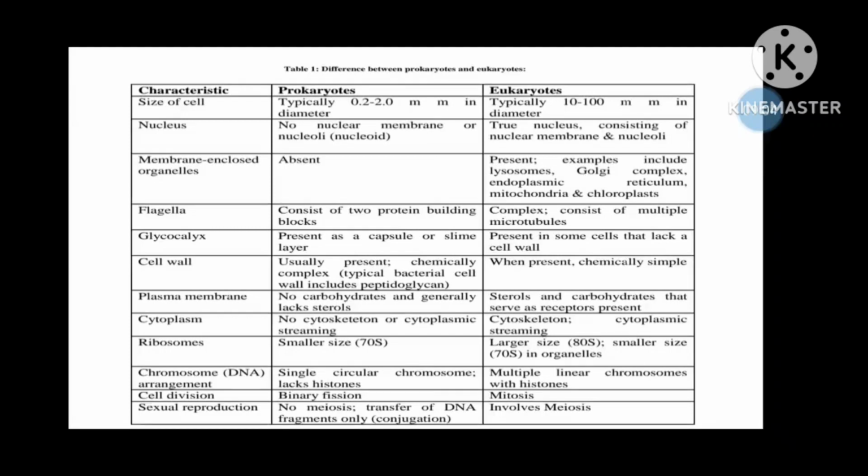Next, flagella. In prokaryotic cells, flagella consist of two protein building blocks, but in eukaryotic cells it is complex, consisting of multiple microtubules.